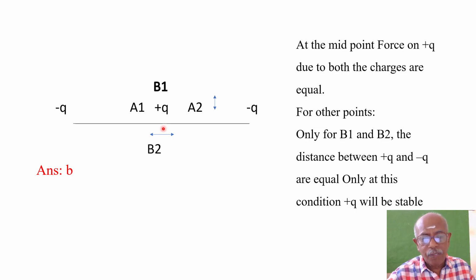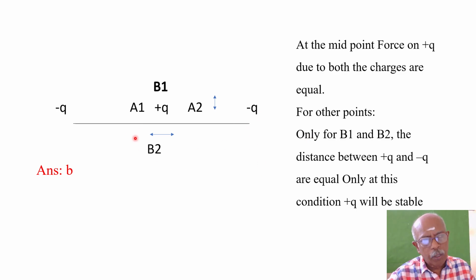Now we are displacing plus q to some other place. You can displace it to A1 or A2, B1 and B2. So at which point will we have stability of charges? Suppose the charge is placed at A1. What will happen? This distance will be lesser and this distance will be greater. For this minus q, the distance is lesser, and for the other minus q, the distance will be greater.